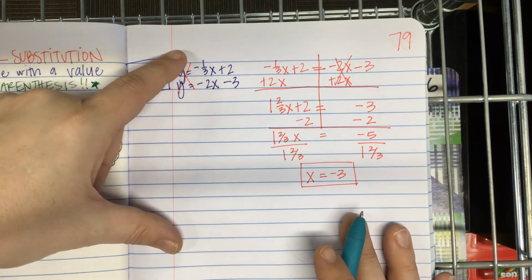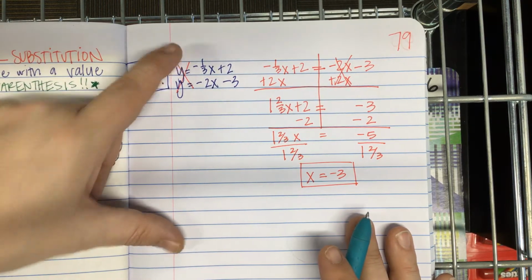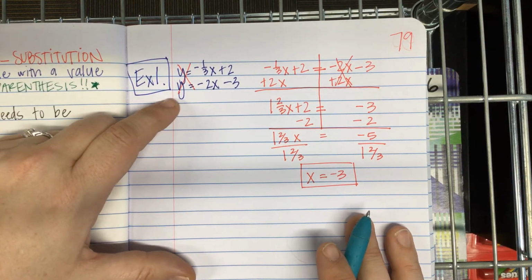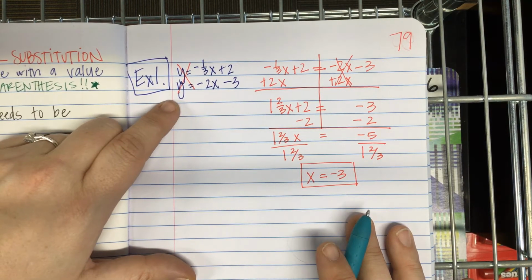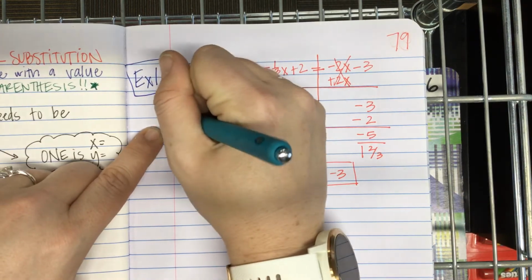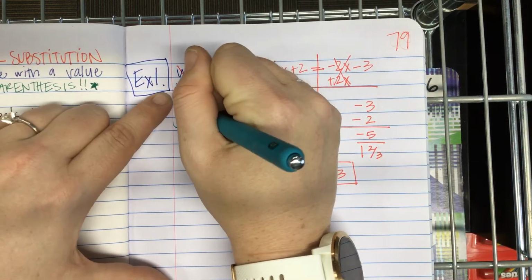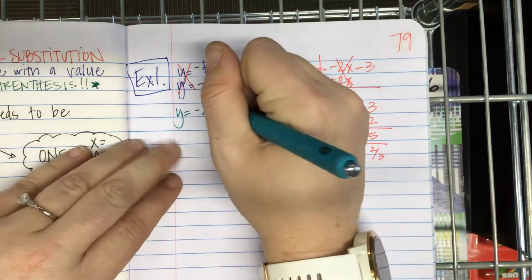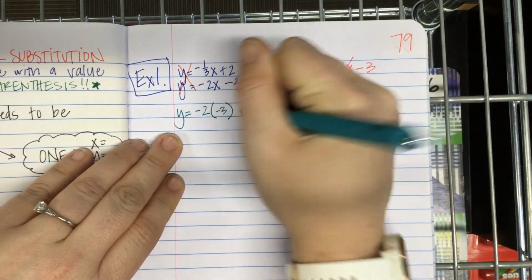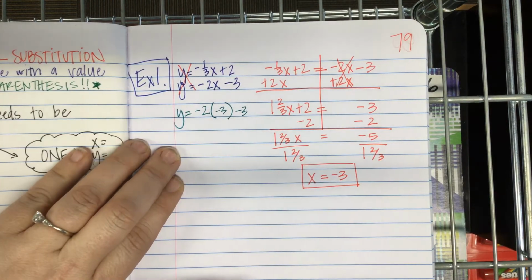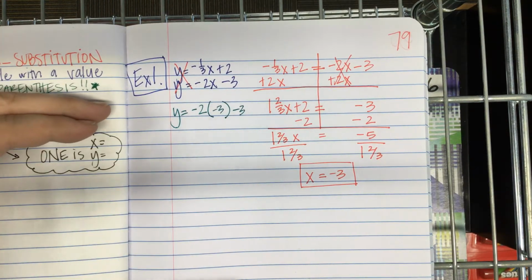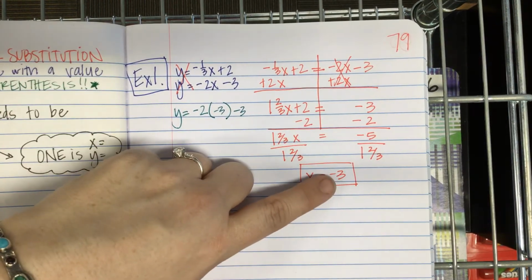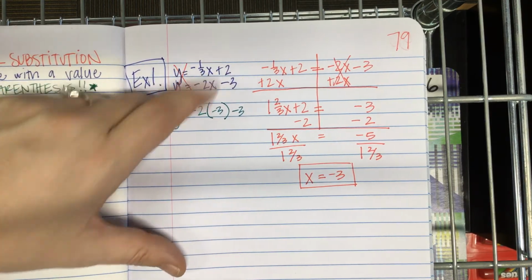You can pick the top one. You can pick the bottom one. It doesn't matter because you're going to get the same answer for both of them. Y equals -2, and instead of x, what am I putting? -3 minus 3. I substitute this answer into one of these problems. It does not matter which one.